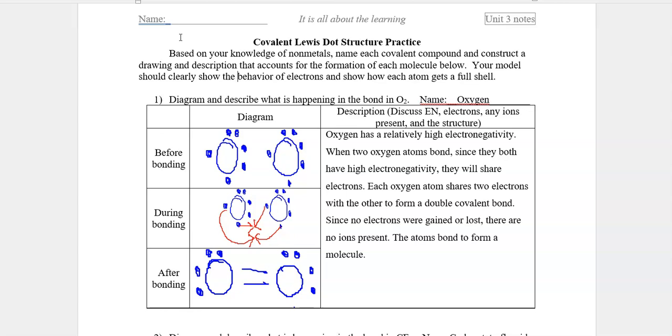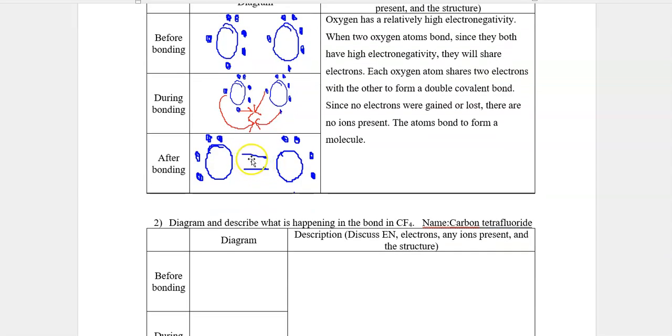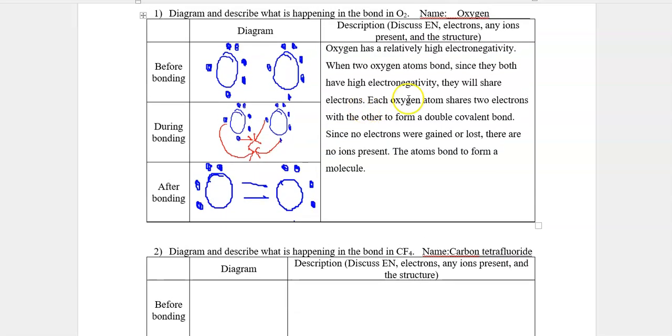Diagram and describe what's happening in the bond in O2. So that's oxygen. We have 6 valence electrons each. I'm noticing the arrows are meeting in the middle here. They're not transferring electrons, they're just meeting in the middle. And then it looks like each pair became a bond. So 2 dashes is a total of 4 electrons. So there are 8 electrons around this oxygen and 8 around this oxygen, because remember, these count for both atoms.